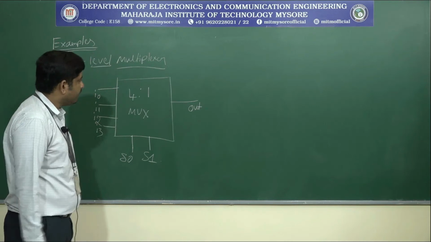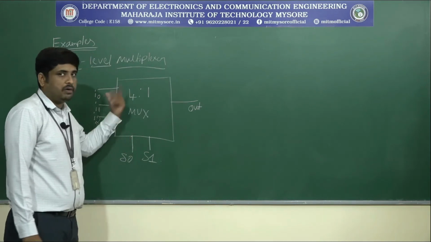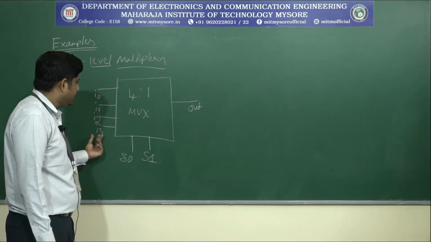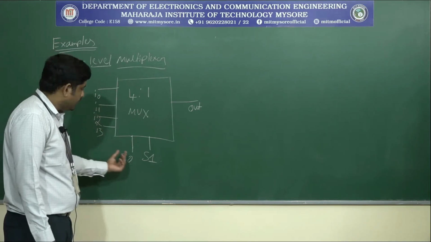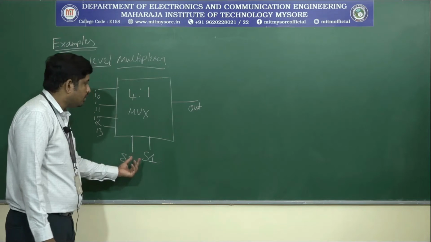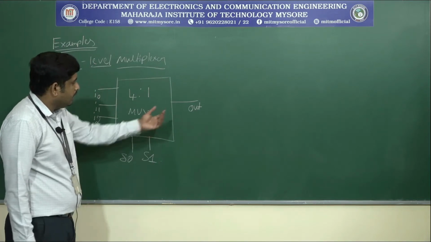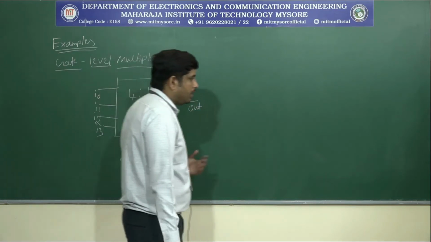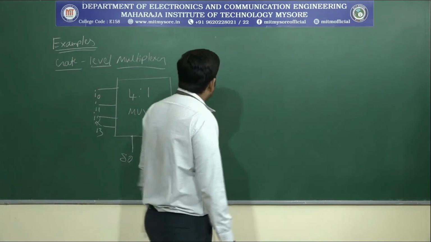So this is the block diagram for a 4:1 mux, or multiplexer. I0, I1, I2 and I3 are the inputs, then S1 and S0 are the select lines, then the output. Based on this block diagram, we have to write a truth table.